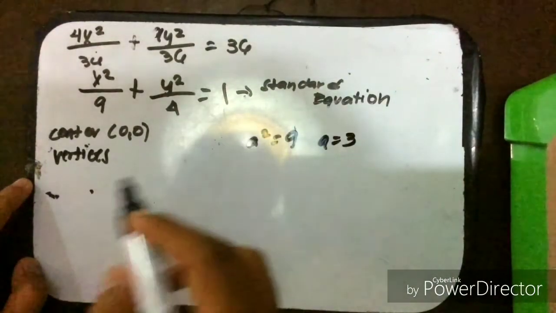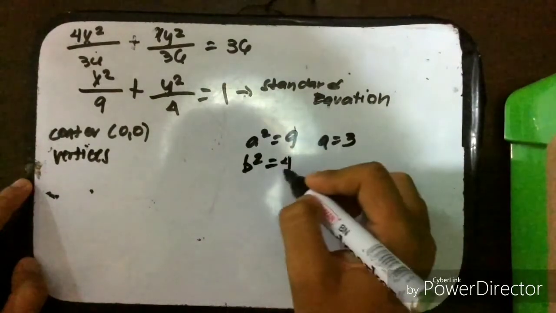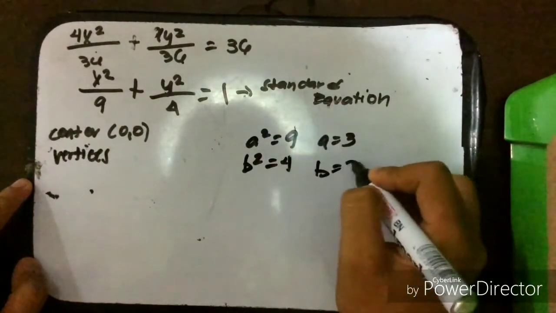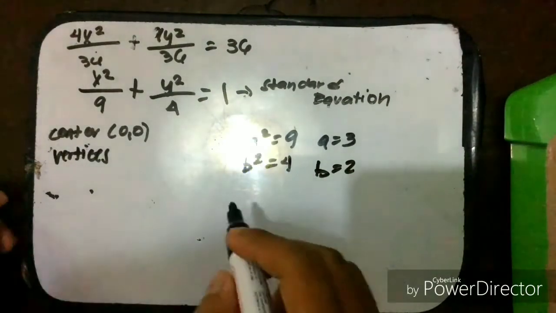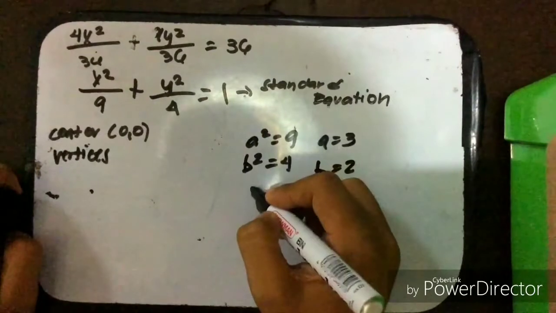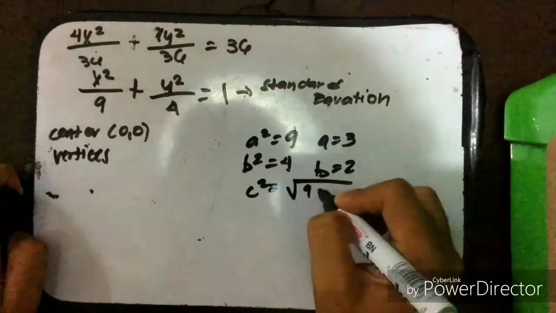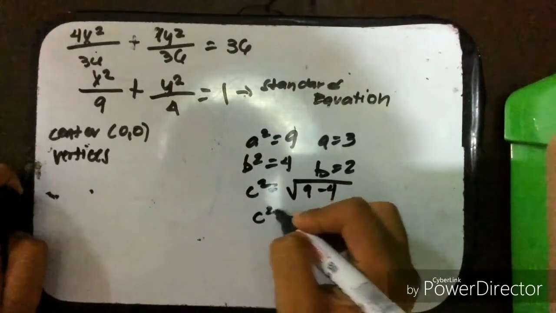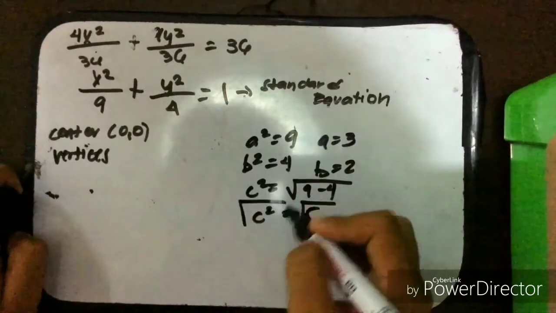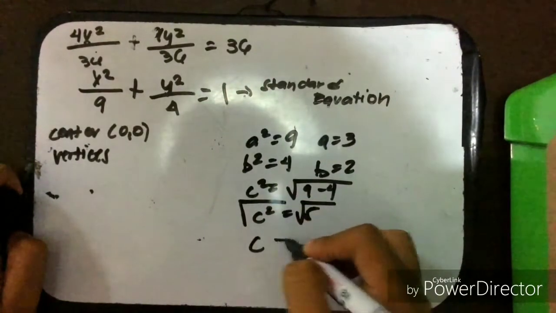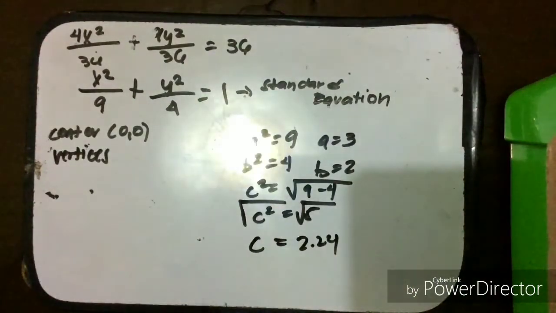And b squared, the minor axis. So b squared equals 4. The square root of 4 is 2. So to find c squared, you need to subtract b squared from a squared. So c squared is equal to 9 minus 4. c squared is equal to 5. Square root of 5, the square root of c squared. c is equal to 2.24. Your c, or the foci, is 2.24.